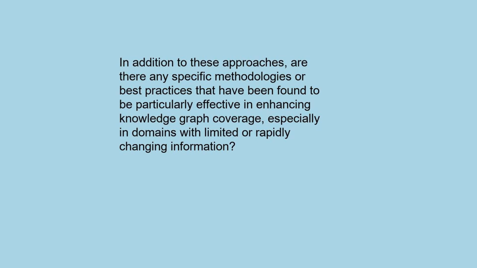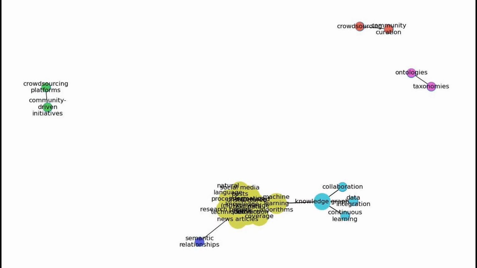Utilizing external data sources and employing machine learning techniques are valuable strategies for expanding the scope and richness of knowledge graphs. In addition to these approaches, are there specific methodologies or best practices that have been found to be particularly effective in improving knowledge graph coverage, especially in domains with limited or rapidly changing information? There are several effective methodologies and best practices that have been proven to improve the coverage of knowledge graphs, especially in domains where information is limited or rapidly evolving.